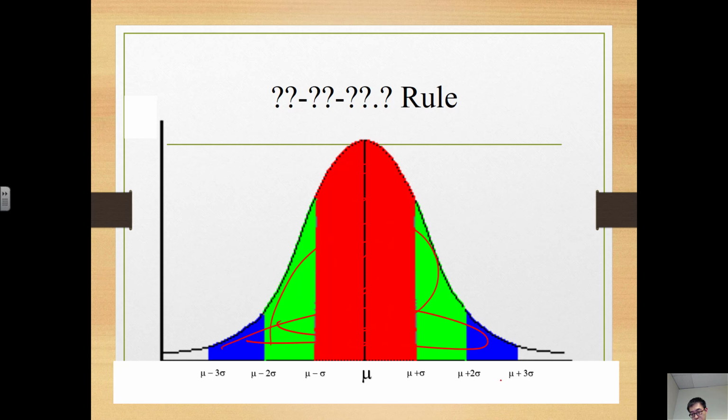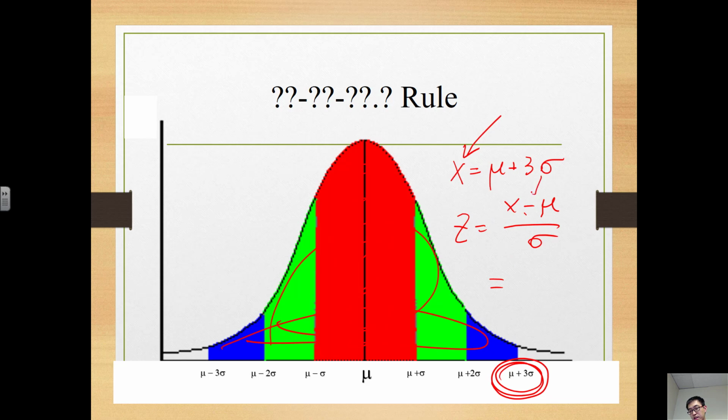So suppose you have an x equal to mu plus 3 sigma, and this x follows a normal distribution with mean mu and variance sigma squared. How do you calculate the corresponding z-score? You just use x minus mu divided by sigma, right? So you plug it in, you get 3. So the corresponding z-score is 3, and for this one it's 2, and for this one it's just 1. How do you calculate the probability or the area? You just use the table. After you look up the table, you will know the answer.